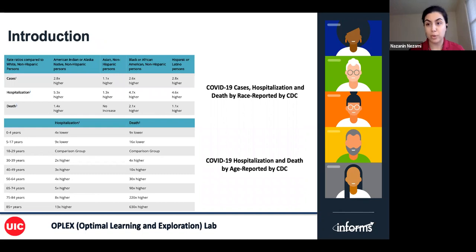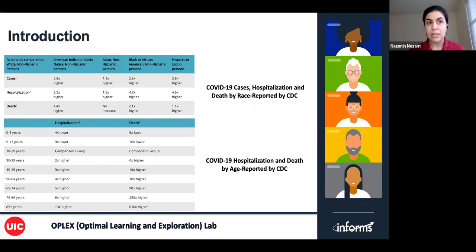Next, I want to talk about COVID-19 specifically because even though the virus is spreading everywhere, it's not affecting all people in a similar manner. For example, if we compare people based on their race, we see that Black or African American people have higher chances of dying due to this disease. And also, if we compare people within different age groups, we can see that as you get older, you have higher chances of hospitalization due to the virus.